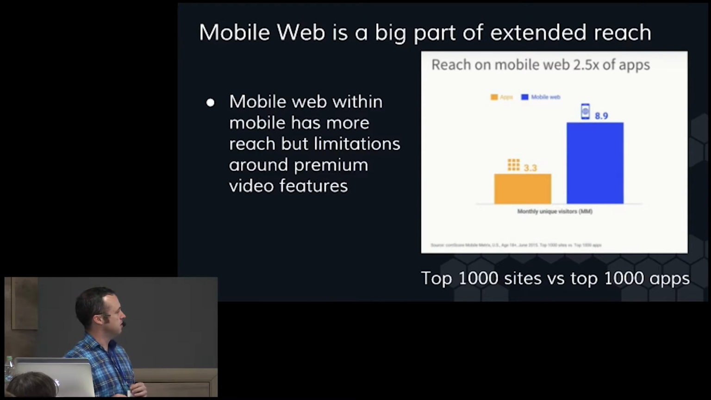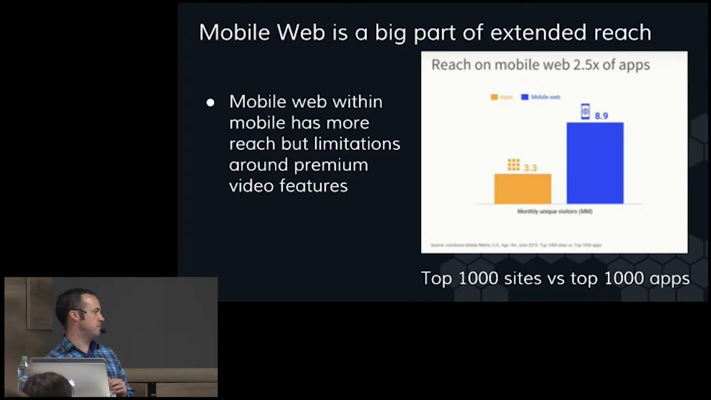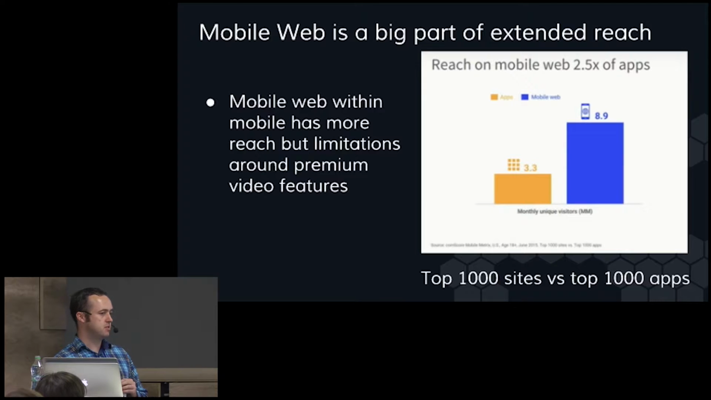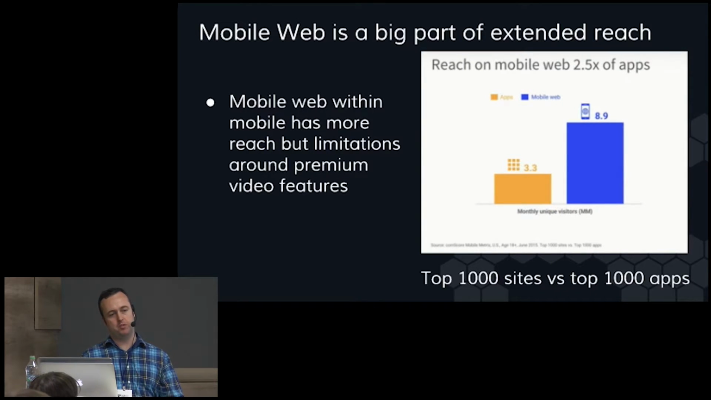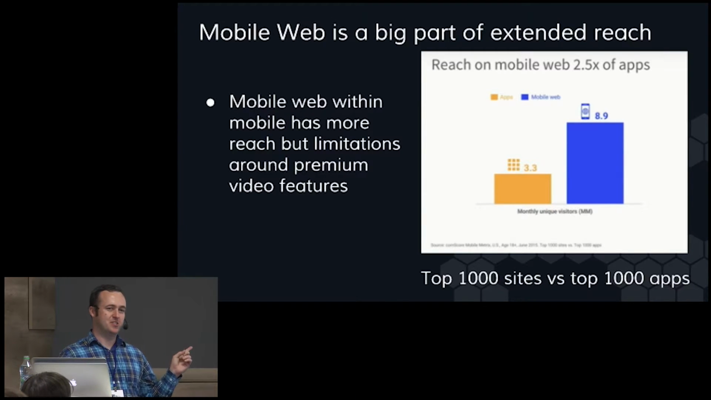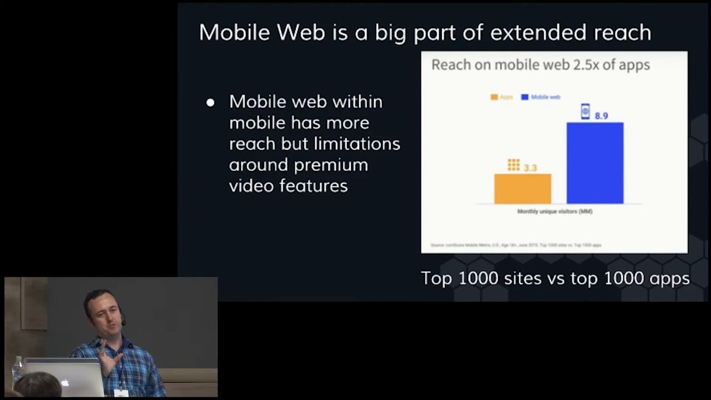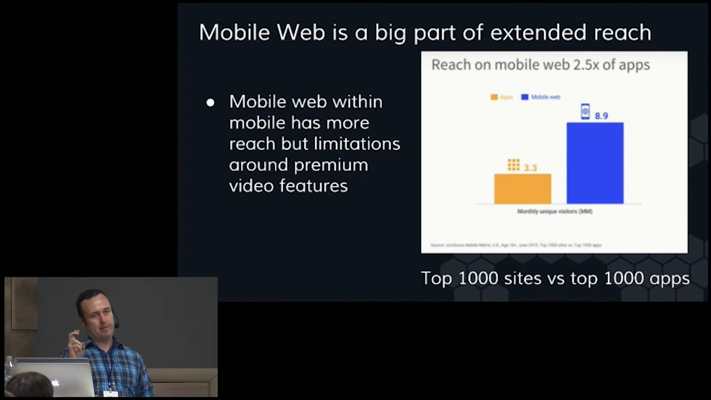This is just from comScore. These are the top 1,000 sites versus the top 1,000 apps. You can see that a lot more people are consuming mobile experiences through web engagement. There are some other slides not in this deck, but a lot of that web engagement is often through a wrapped view, like Facebook or Twitter, where you're clicking through on web links.